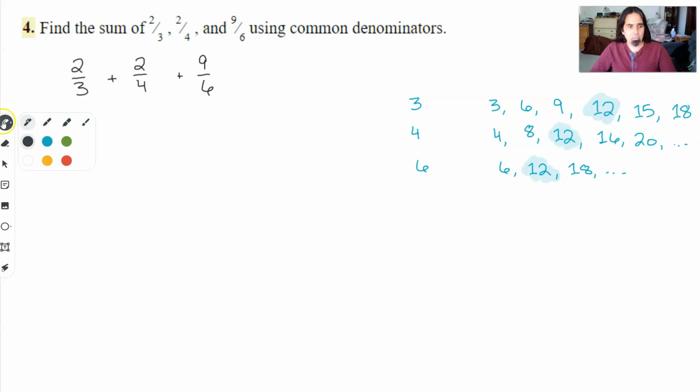How do we get from 3 to 12? Again, if your mental math isn't working, or if this was a bigger number that you couldn't do so easily, 1, 2, 3, 4. We're doing a times 4, and if we do it on the bottom, to be fair, we have to do it on the top. How do we get from 4 to 12? 1, 2, 3. So we're doing a times 3. To be fair, if we do it on the bottom, we have to also do it on the top. How do we get from 6 to 12? Times 2.